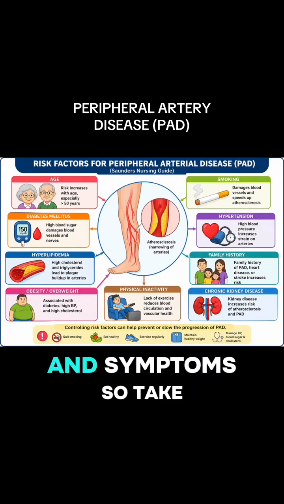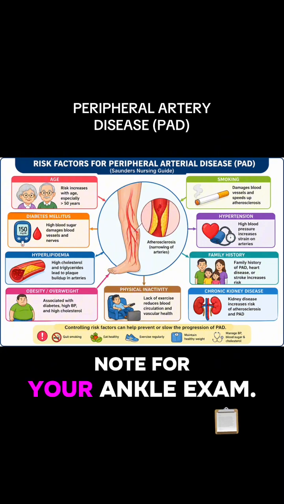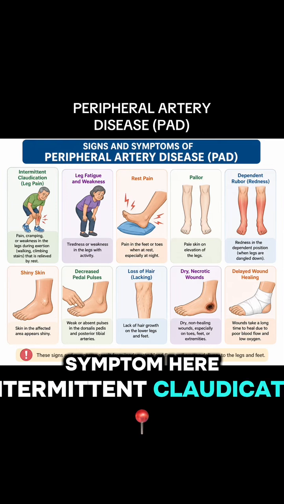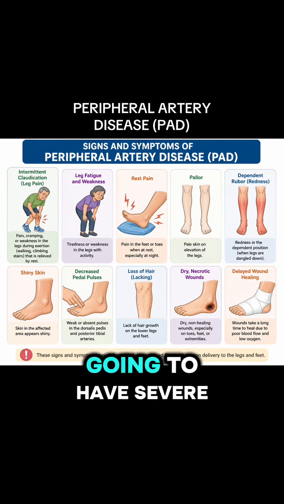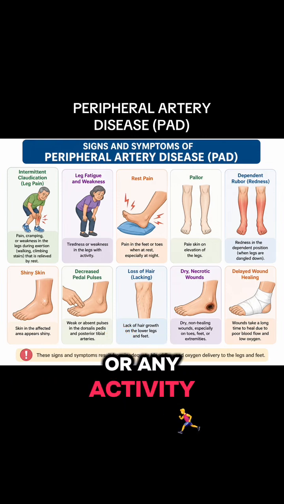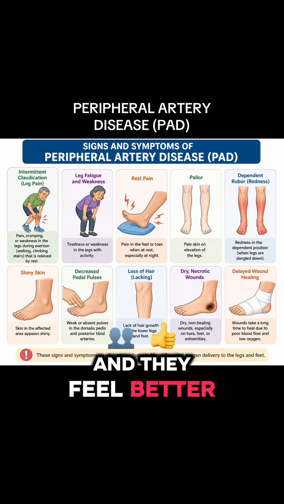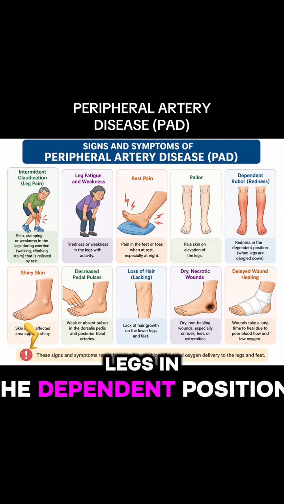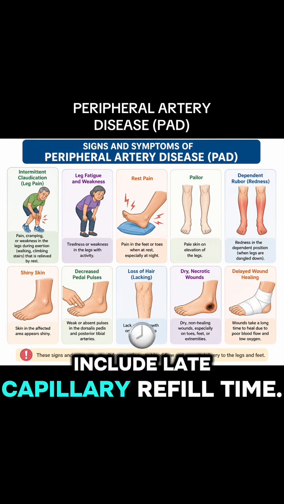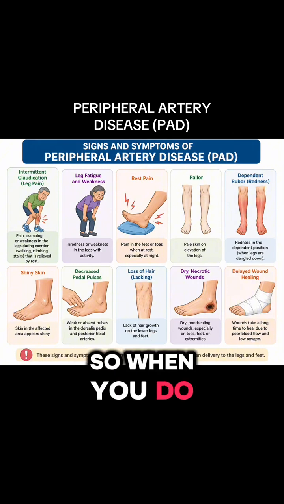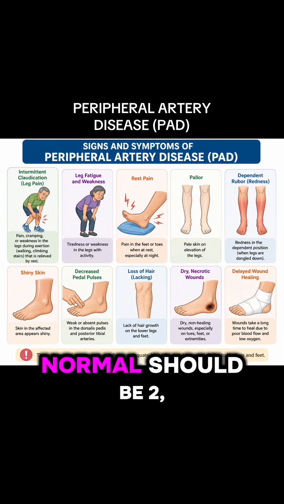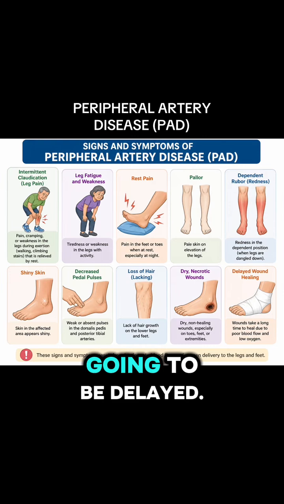And to the signs and symptoms. So take note for your NCLEX exam. The key sign and symptom here is intermittent claudication, meaning that the patient is going to have severe or worse pain during walking or any activity, and they feel better when they dangle the legs in the dependent position. Other signs and symptoms include late capillary refill time. So when you do a capillary refill for them, it's going to be delayed, meaning that the normal should be 2, but theirs is going to be delayed.